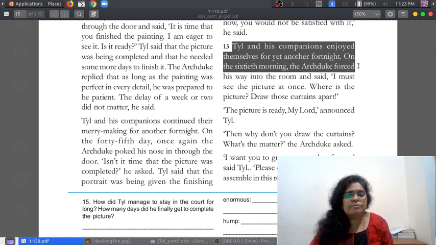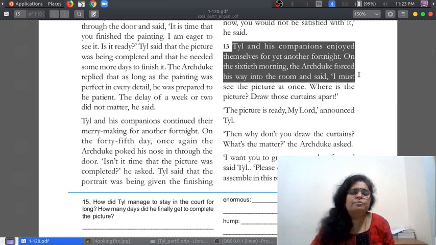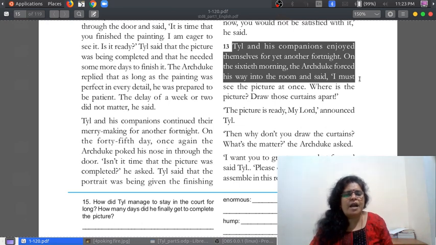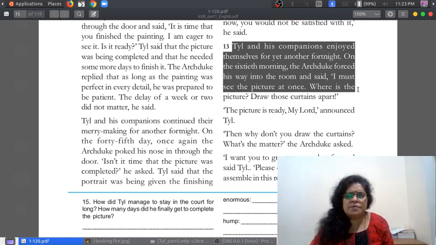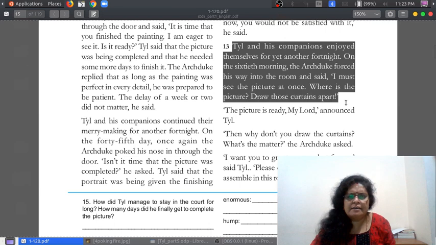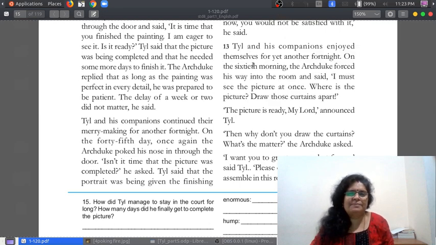On the 16th morning, the Archduke forced his way into the room and said, I must see the picture at once. Where is the picture? Throw those curtains apart. Okay. Till and his companions enjoyed themselves for yet another fortnight. Enjoyed.